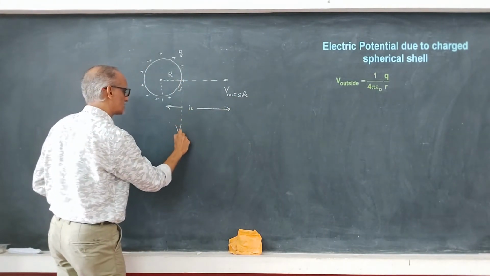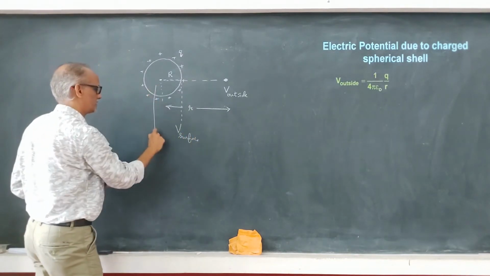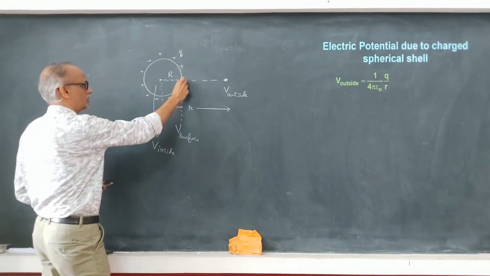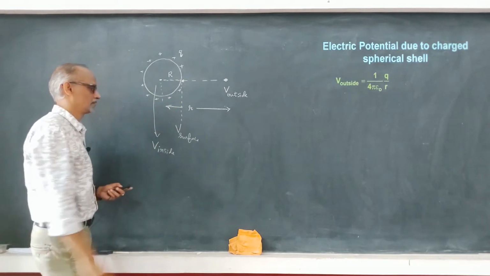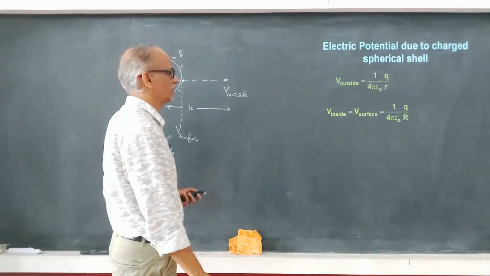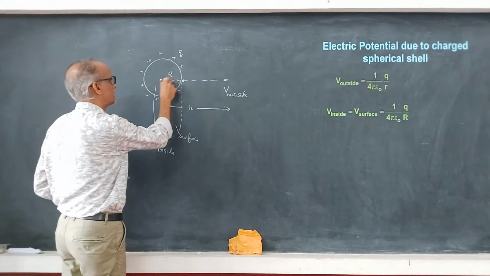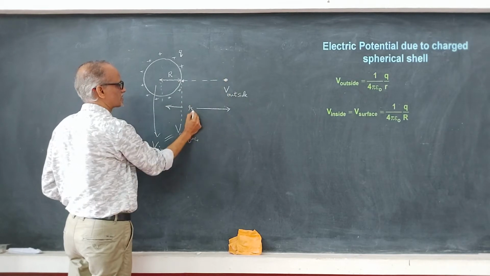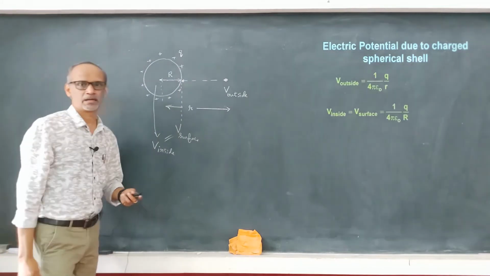At a point on the surface as well as at a point inside, V inside, the potential is the same, they are equal, and that formula is given by 1 by 4 pi epsilon naught Q by capital R, where capital R is the radius. See, when the point is well outside, it is Q by small r. When the point is shifted to the surface, the formula becomes Q by R.